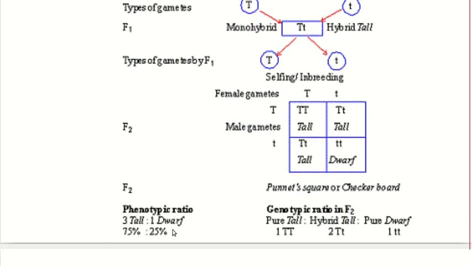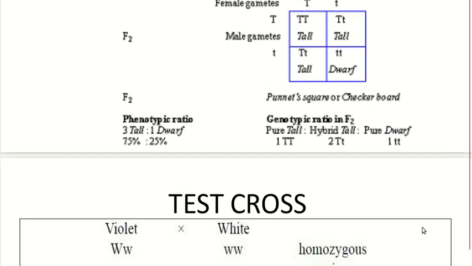You get the phenotypic ratio and genotypic ratio. Phenotypic ratio is 3 of them are tall and 1 is dwarf, that is 75% of them are tall and 25% are dwarf. In genotypic ratio, it is going to be based on their genetic makeup. Pure tall is 1, hybrid tall is 2, and pure dwarf is 1.